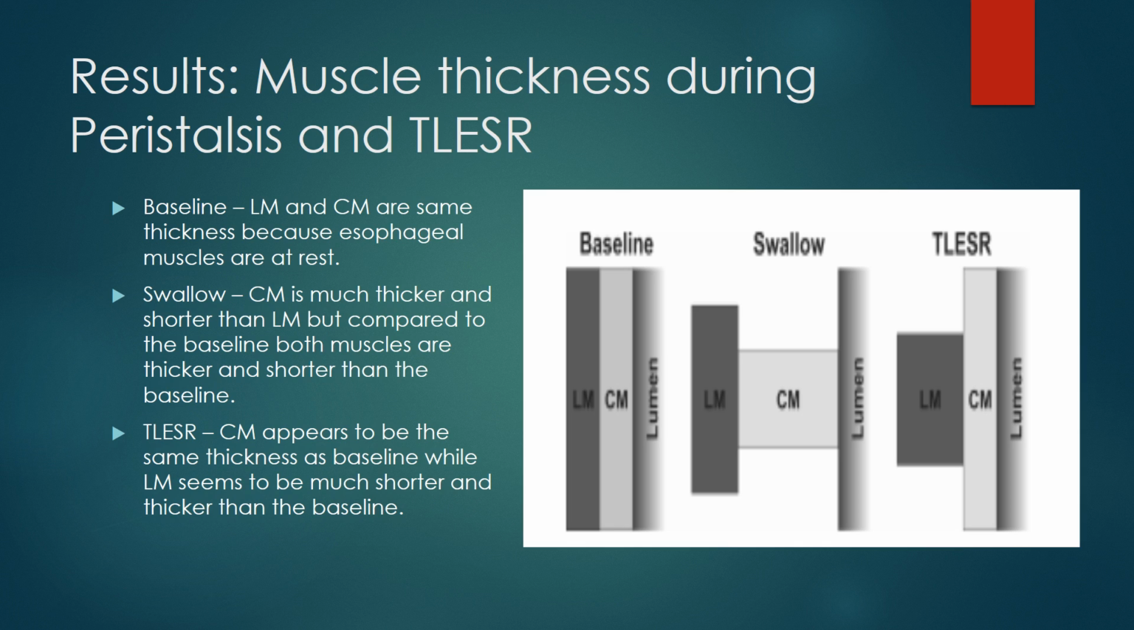For this figure, we will look at muscle thickness during peristalsis and TLESR. For the baseline model, longitudinal muscle and circular muscle are the same thickness because esophageal muscles are at rest. For the swallow model, or the peristalsis model, circular muscle is much thicker and shorter than longitudinal muscle, but compared to the baseline model, both muscles are thicker and shorter. In the TLESR model, circular muscle appears to be the same thickness as baseline, while longitudinal muscle seems to be much shorter and thicker than the baseline.